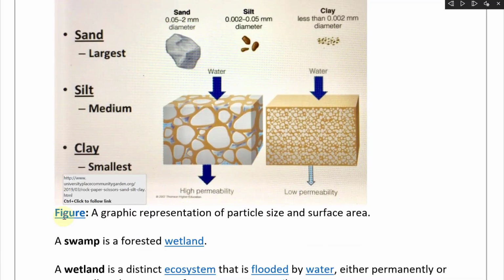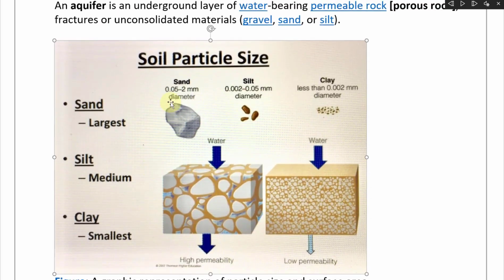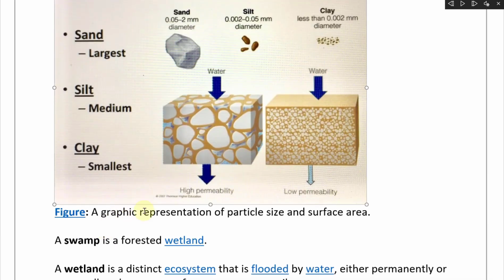So here's soil particle size. This figure is from universityplacecommunitygarden.org, a graphic representation of particle size and surface area. Sand is 0.05 to 2 millimeters in diameter, silt is 0.002 to 0.05 millimeters in diameter, and clay is less than 0.002 millimeters in diameter. So sand is largest, silt medium, clay smallest.